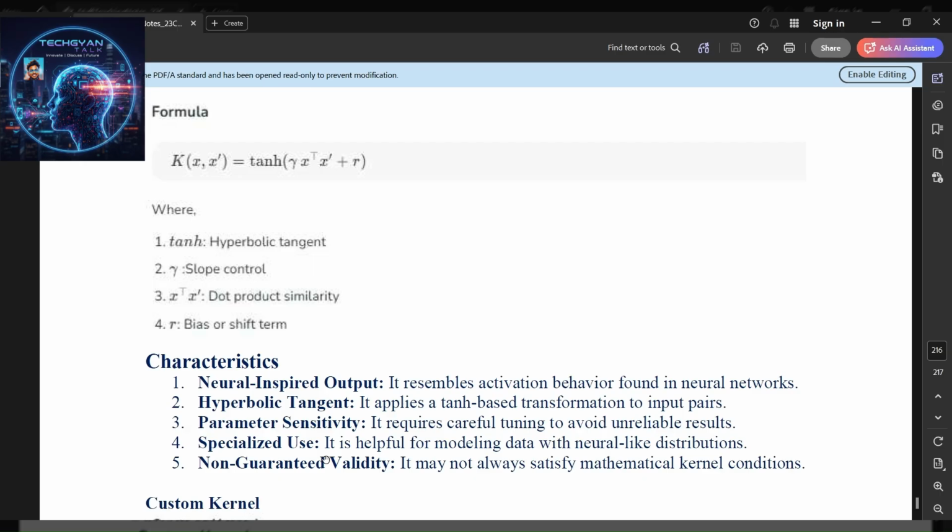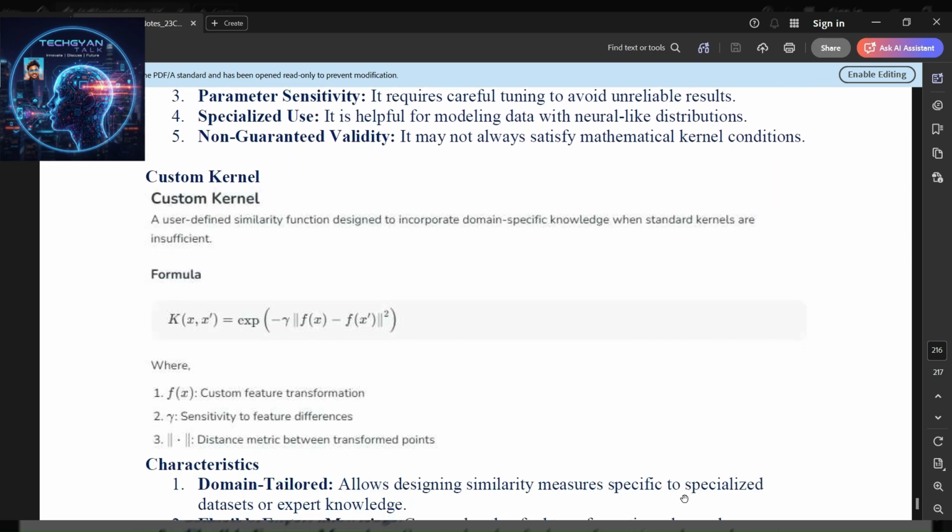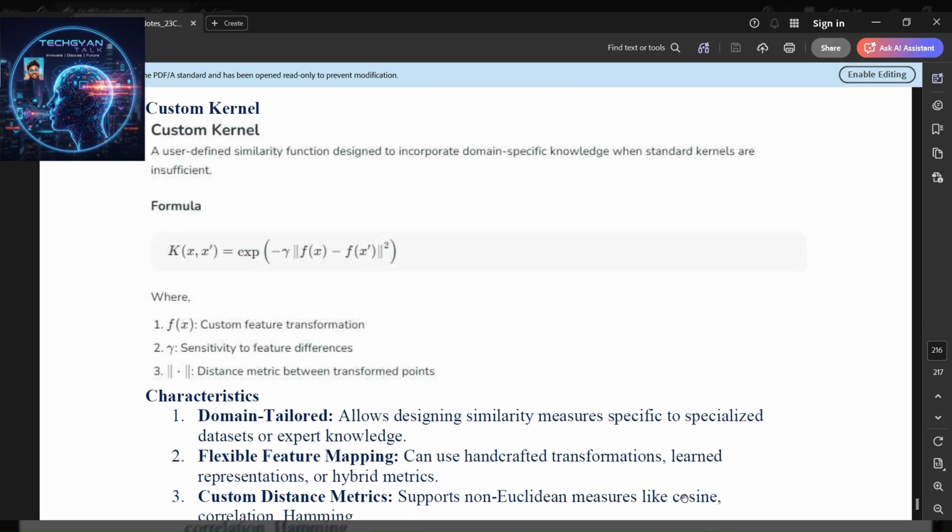And specialized use, it is helpful for modeling data with neural-like distribution. Non-guaranteed validity, it may not always satisfy mathematical kernel conditions. Custom kernel, user-defined similarity, a function designed to incorporate domain-specific knowledge when standard kernels are insufficient.